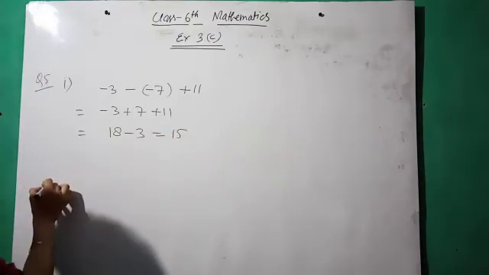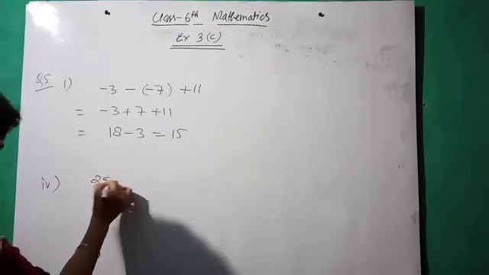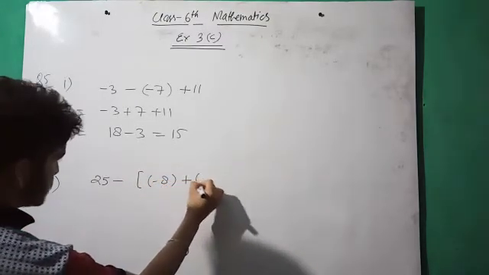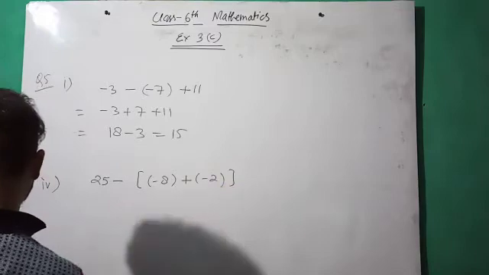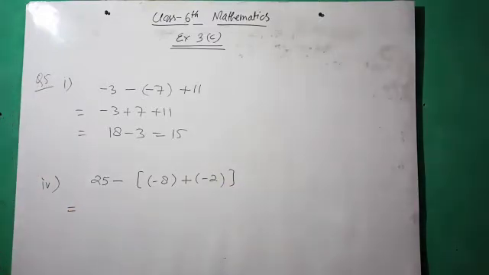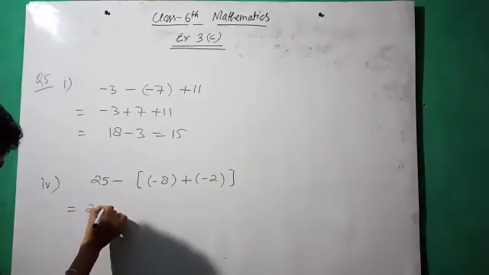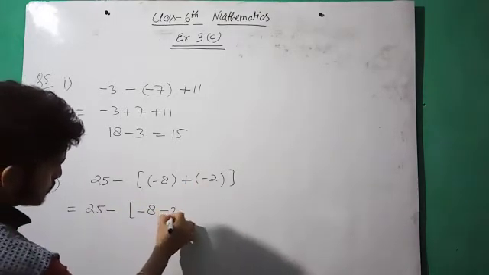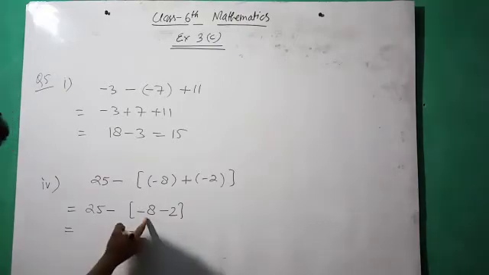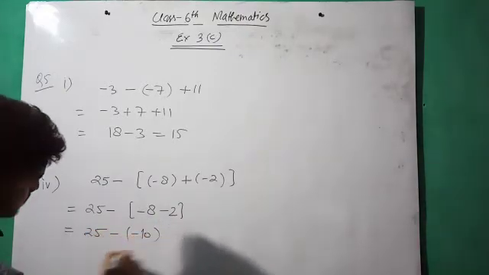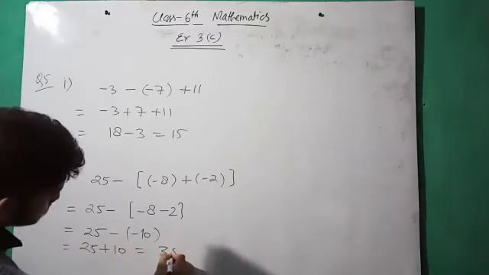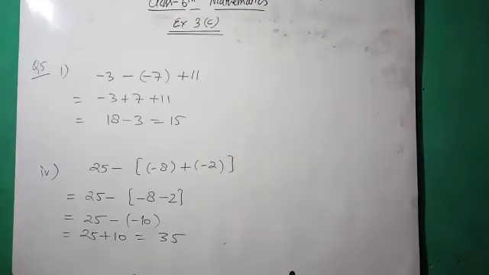Okay, fourth part, 25 minus (minus 8 plus minus 2). You have to manage the braces first of all. So 25 minus, this is minus 8 plus minus 2, so minus 8 minus 2 is minus 10, and minus of minus 10 is 10. So 25 plus 10 is 35. Okay, rest of the part homework.